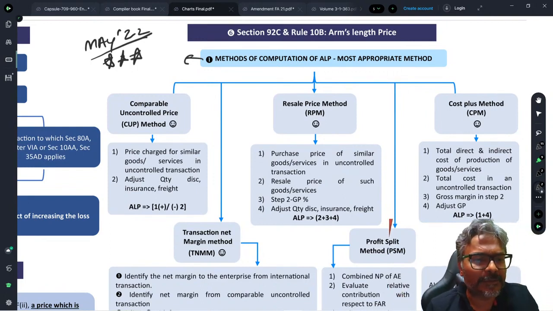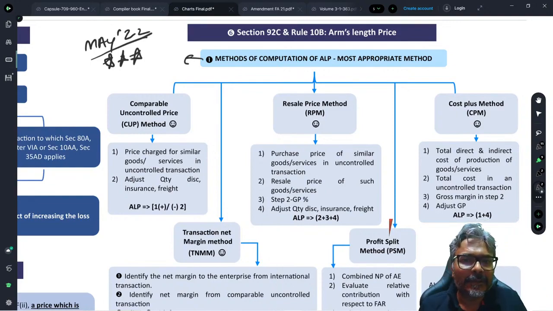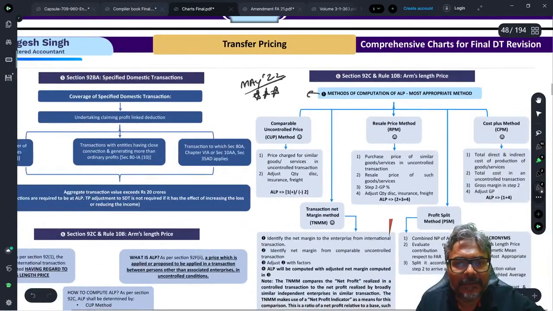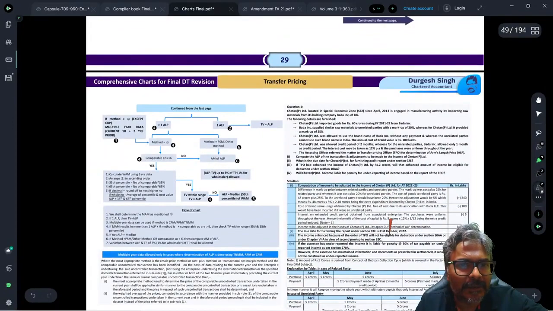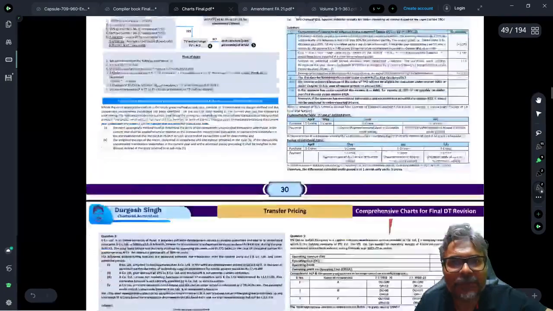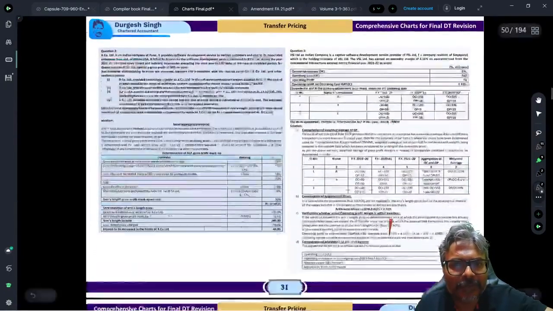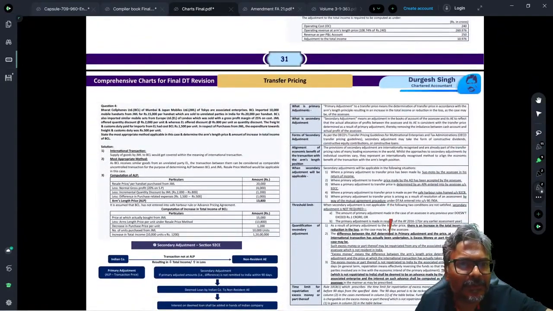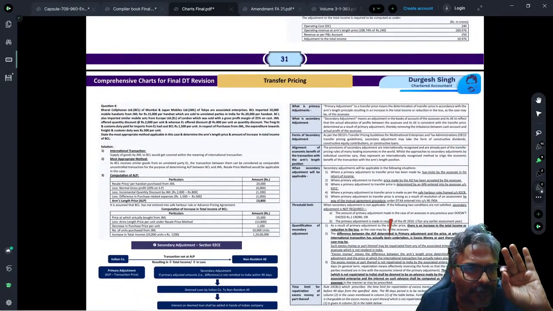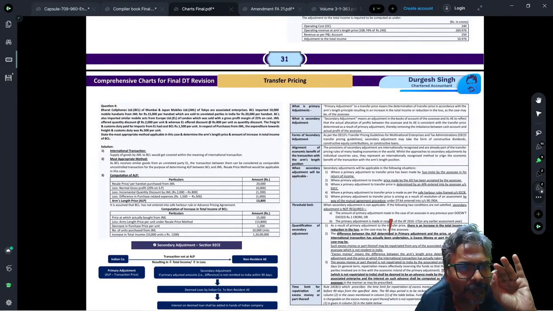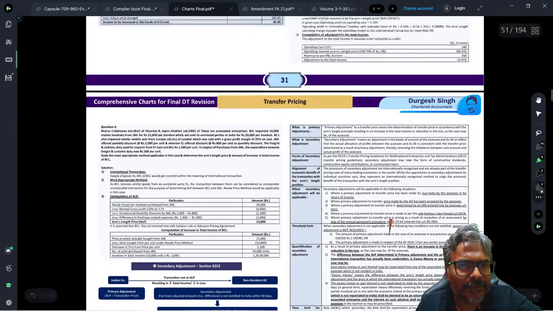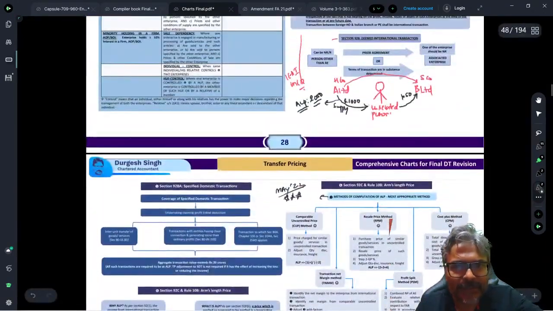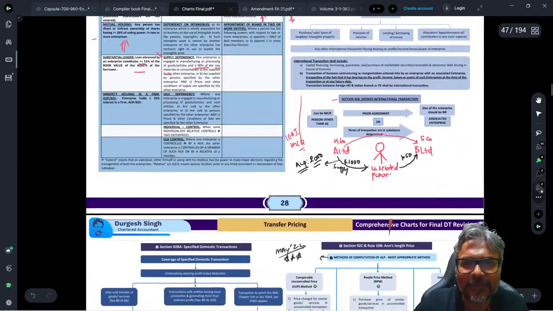Comparable uncontrolled price method, students. In fact, ICAI has got some new questions on the resale price method and the cost plus method. Although the cost plus method was not that new, the resale price method I have seen, and we have kept the question also, students, towards the end. I will share the questions with you also. There are some questions which are being given to us, and we have to follow those questions very carefully. I will solve the questions with all of you, students, in this revision class. So let's start.